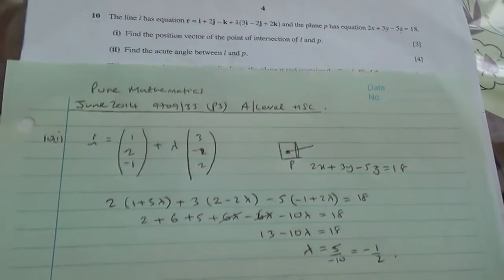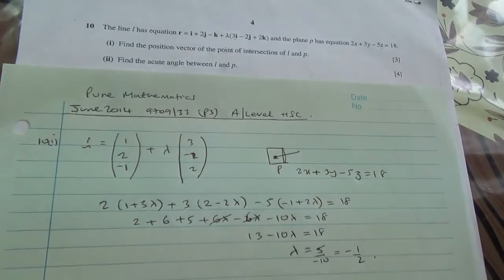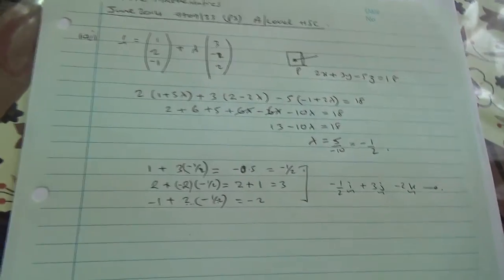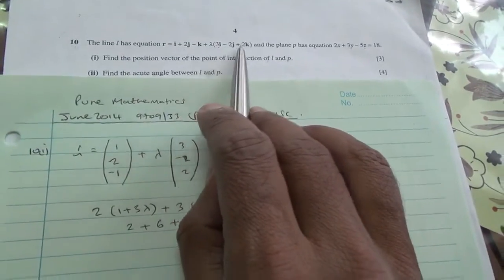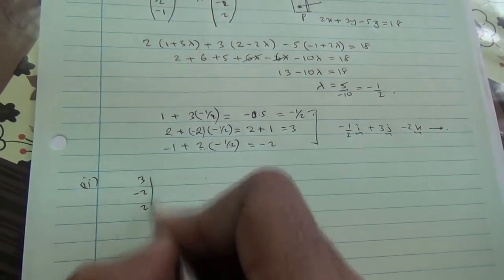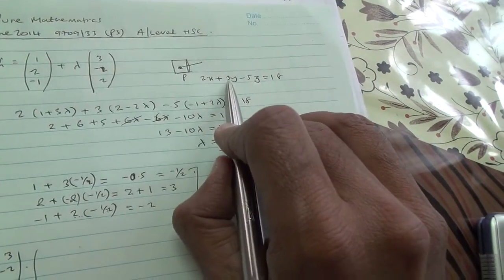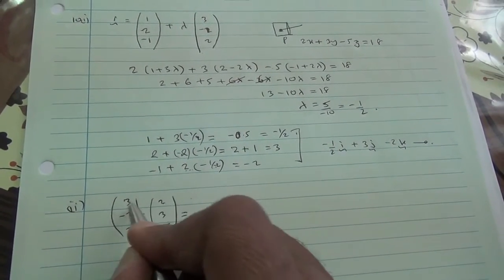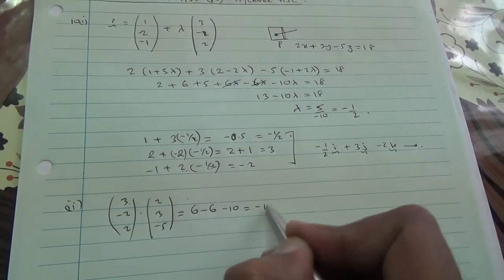For the second part, we have to find the acute angle between L and P. So we're going to take the direction vector of the line, and take the dot product with the normal of the plane. So it's (3, minus 2, 2) dot product with the plane's (2, 3, minus 5). 3 times 2 is 6, 3 times minus 2 is minus 6, and 2 times minus 5 is minus 10. I'm going to get minus 10.